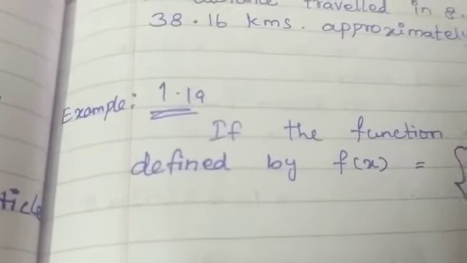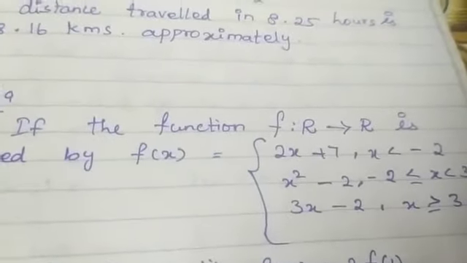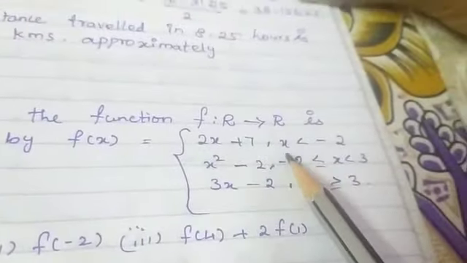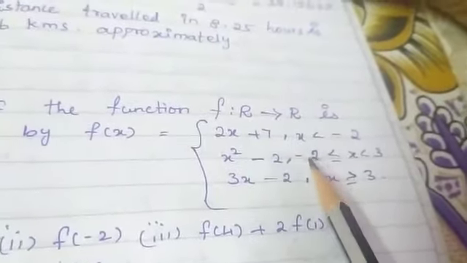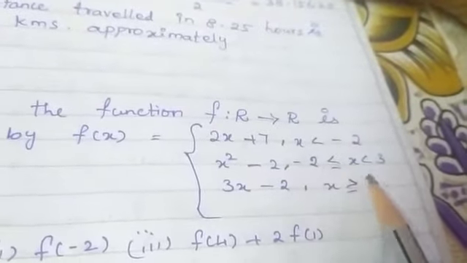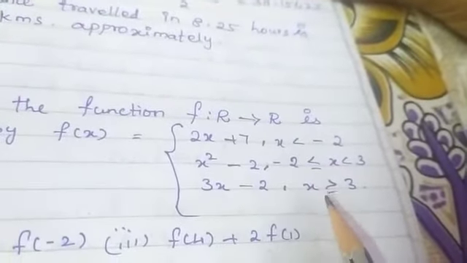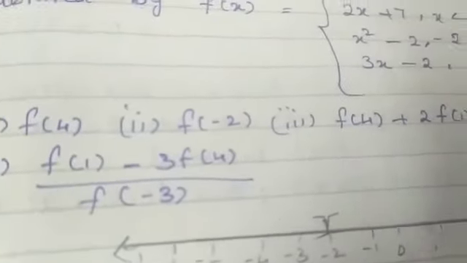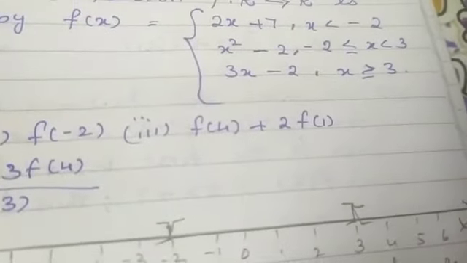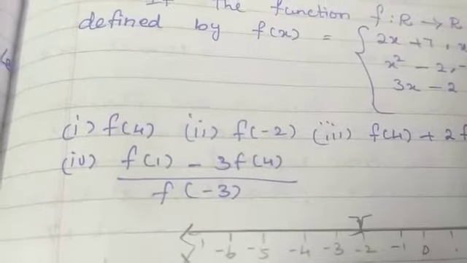So our next example is the 19th one. If the function f from R to R is defined by f of x equal to, there are three functions, that is 2x plus 7 where x is smaller than minus 2, x square minus 2 where x is greater than or equal to minus 2 and smaller than 3, and the last function is 3x minus 2 where x is greater than or equal to 3. So we have to find f of 4, f of minus 2, f of 4 plus 2f of 1 and f of 1 minus 3f of 4 by f of minus 3.